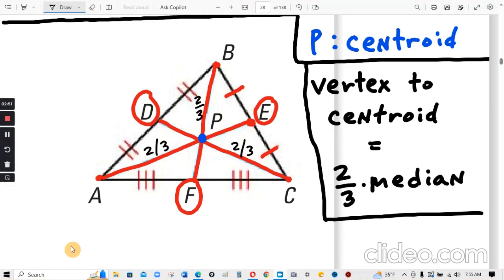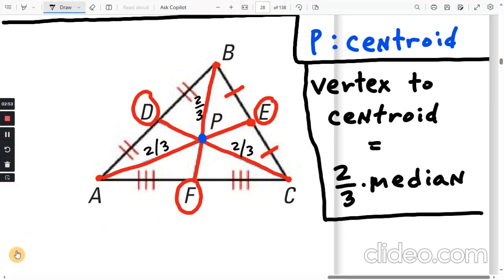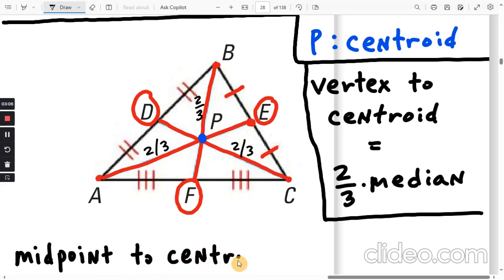Now, let me give you one other formula. Midpoint to centroid equals 1/3 times the median.